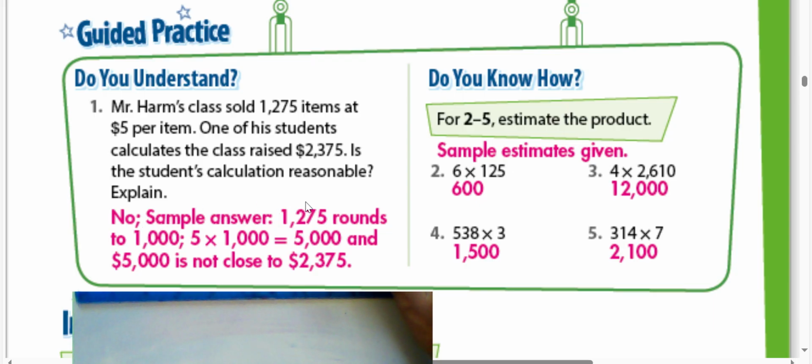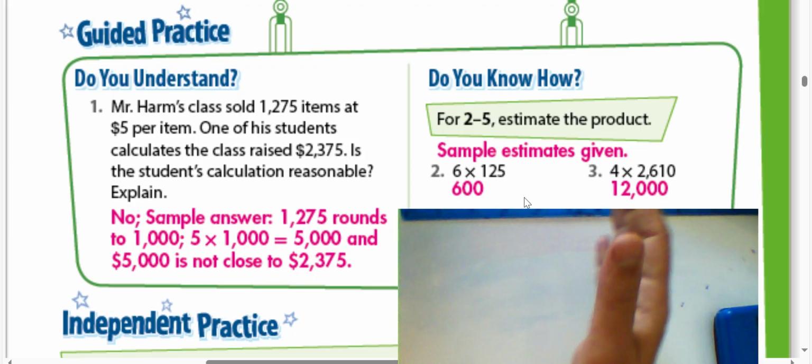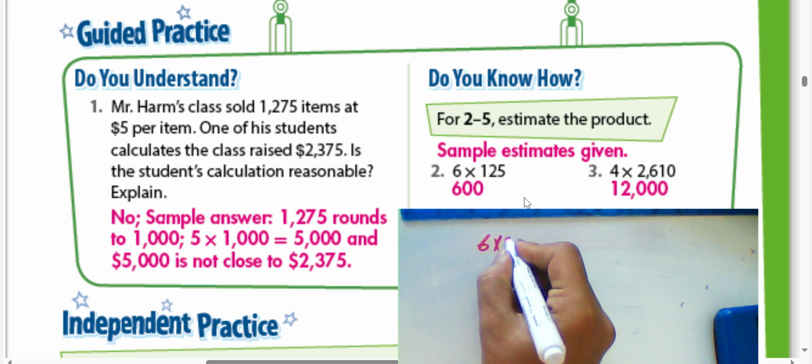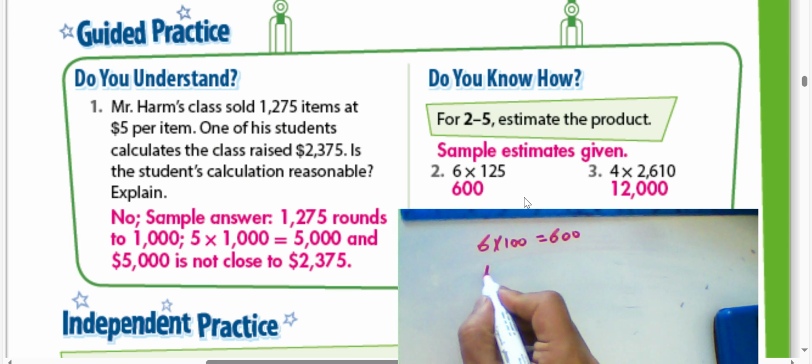In the simple answer, 1275 rounds to 1000. 5 times 1000 equals 5000, and 5000 is not close to 2375. You can estimate to find the result here: 125 times 6. 125 lies between 100 and 200. This number is nearest to 100. 6 times 100 equals 600.